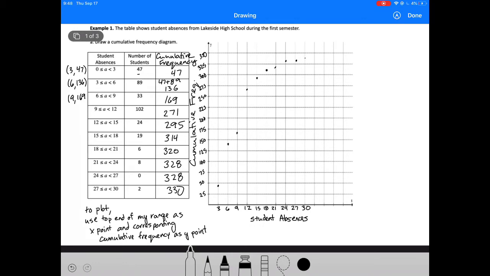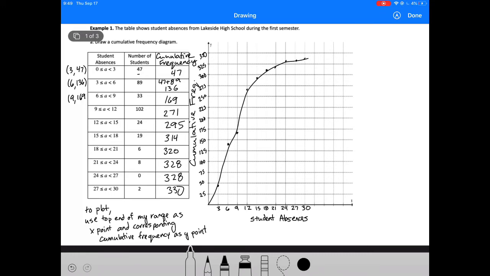So I'm just going to make those a little bit rounder here. You'll notice that my dots look sort of like an S shape. So I'm going to connect those. Here we go. This is my cumulative frequency diagram. As you can see, it's sort of leveling off at the top. And then what we want to be able to do is to calculate the quartiles, the first quartile, the median, and then the third quartile.